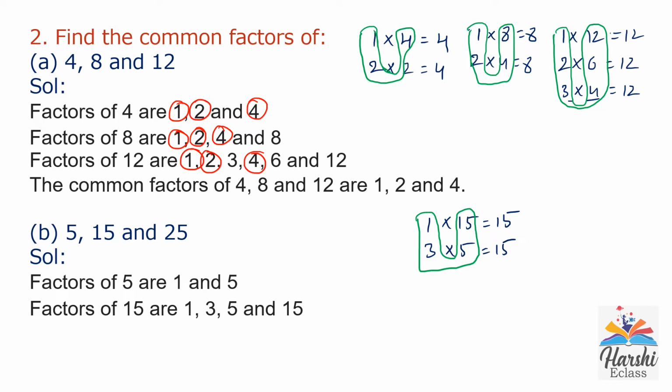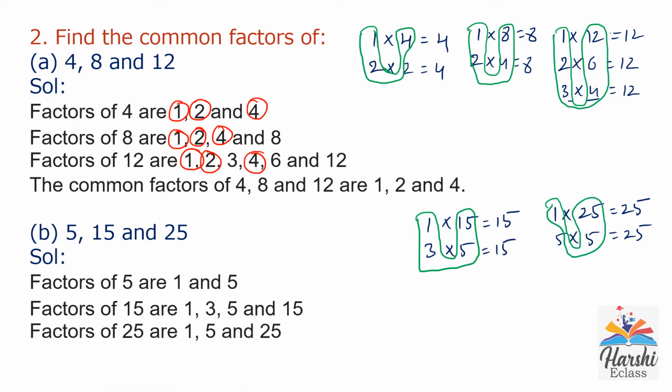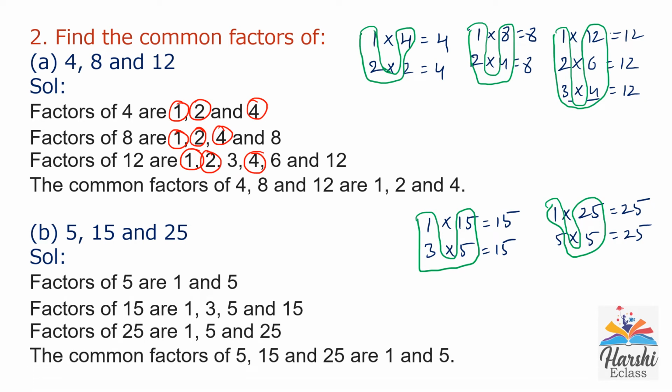Now factors of 25. 1 25 is 25. Then 5 5s are 25. Here the factors of 25 are 1, 5 and 25. Common factors of 5, 15 and 25 are 1 and 5.